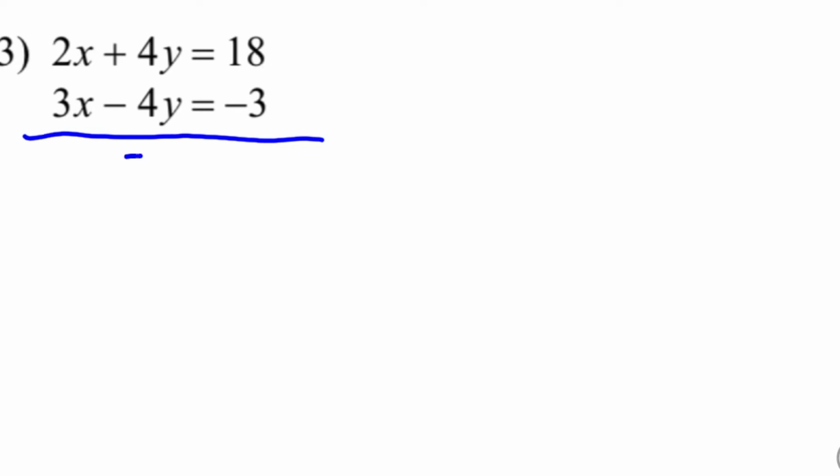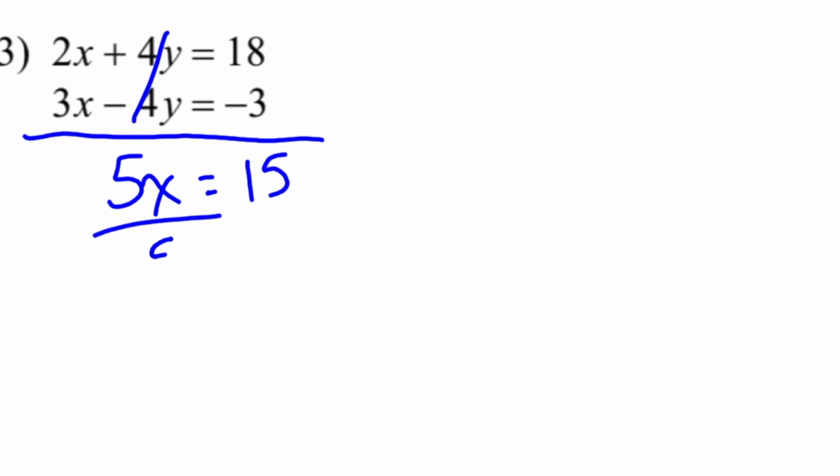2x plus 3x is 5x. 4 minus 4 is 0. Those are gone. 18 minus 3 is 15. Divide both sides by 5 to get my x-coordinate of 3.